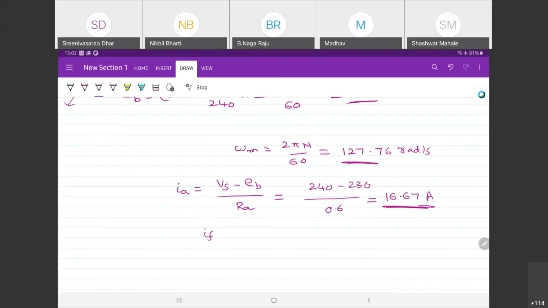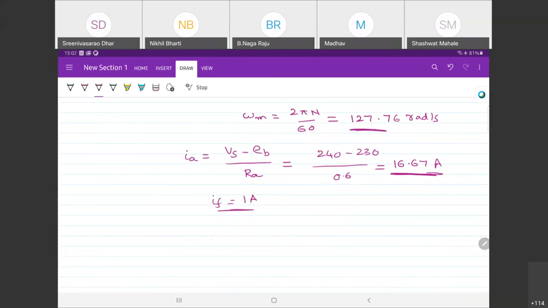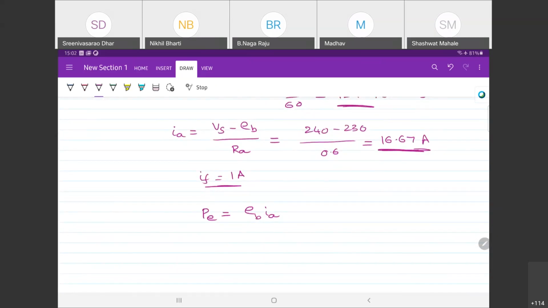So obviously this IF is 1 ampere, which we already derived. Now what is the electromagnetic power, PE? You know this formula, right? PE equals E_B into IA. Agree?